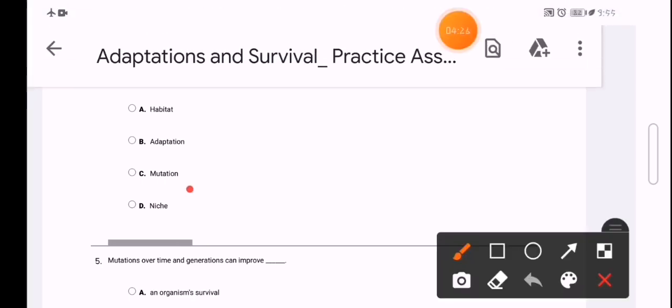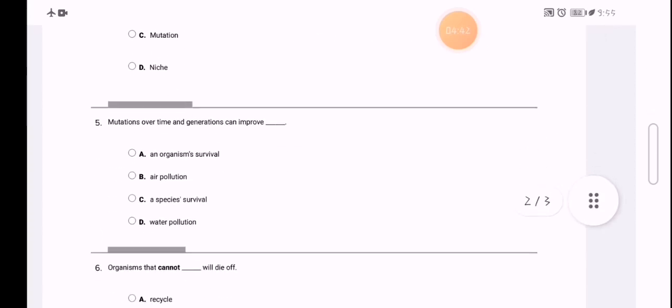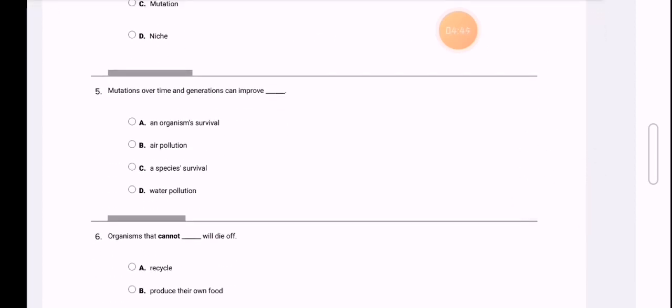Number 4 is the change of traits. Once you see a change in the traits, we said that a change in traits refers to mutation. We can't choose adaptation because it's something specific. It's a part of adaptation, a change of traits only. If he said that process help living organisms in general, so you have to choose adaptation. Mutation over time and generation can improve.